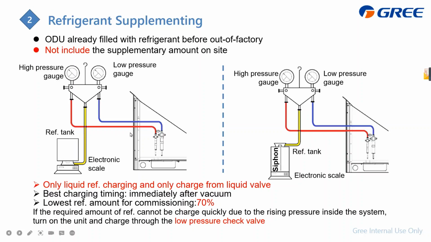Okay, very important. Only liquid refrigerant charging, and only charge from the liquid valve. Do the charging from the liquid valve. And before the commissioning, we should charge the refrigerant to more than 70%. If it is not more than 70%, we cannot do the commissioning, because we have a step to check the quantity of the refrigerant.